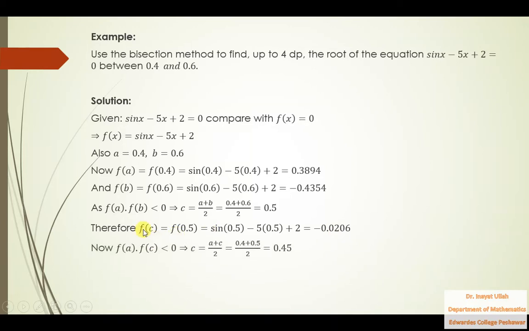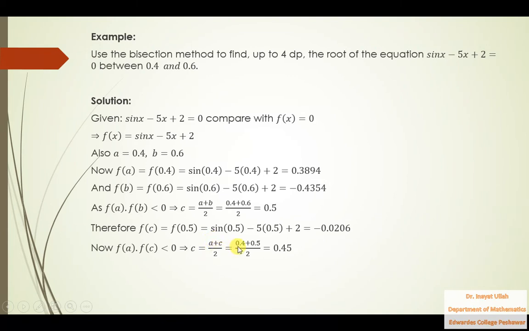Now again we see that this is f of a, which is 0.3894, and this is f of c, which is minus 0.0206. Whenever we multiply f of a with f of c, we will get a negative sign, because plus into minus is minus. So f of a into f of c is negative, so this implies c will be obtained by adding a and c and dividing by 2, because c is the midpoint of these two. So that is (a plus c) by 2.